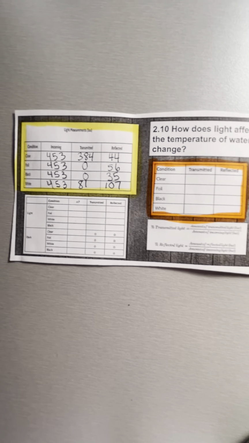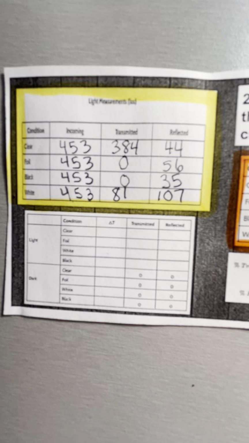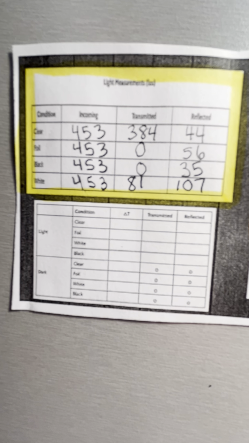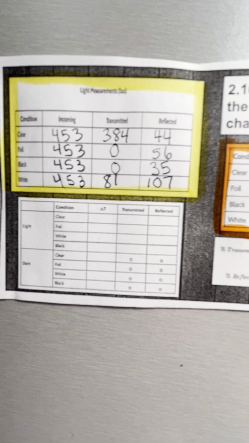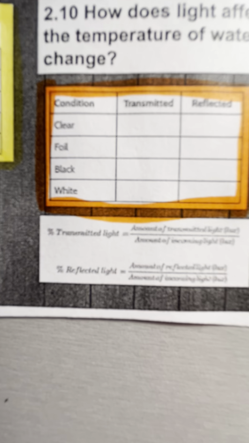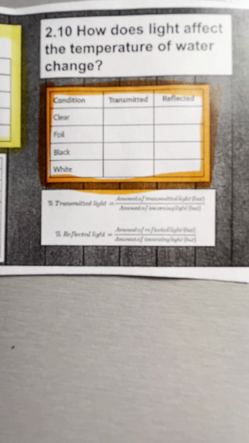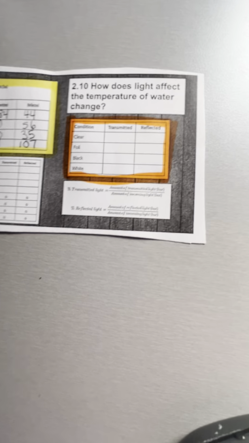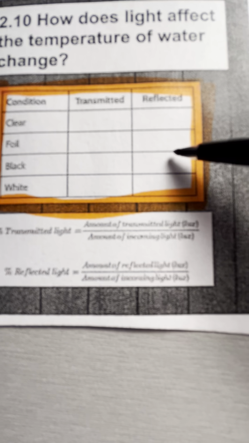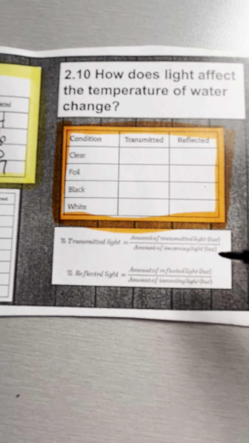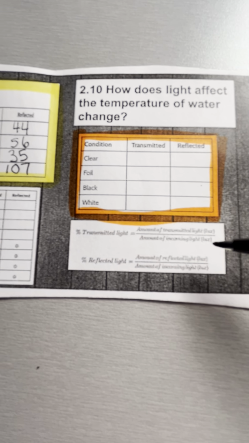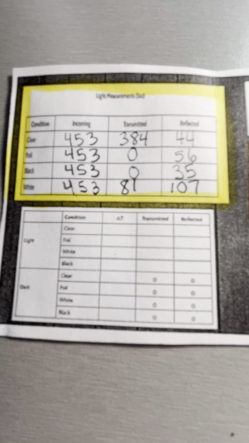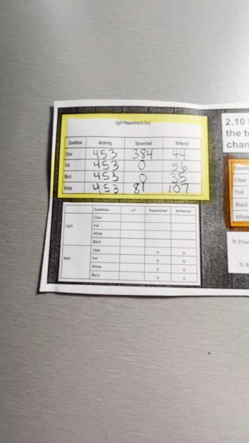Okay, now we're moving to the next part. We have our information from the lab. Here are the numbers that we have. Now we are going to figure out the percentage of transmitted light and reflected light. So now we're going to do some math. We will be taking the amount of light transmitted divided by the incoming light. And remember, the incoming light was always going to be the same. So we'll be dividing all of the numbers by 453.